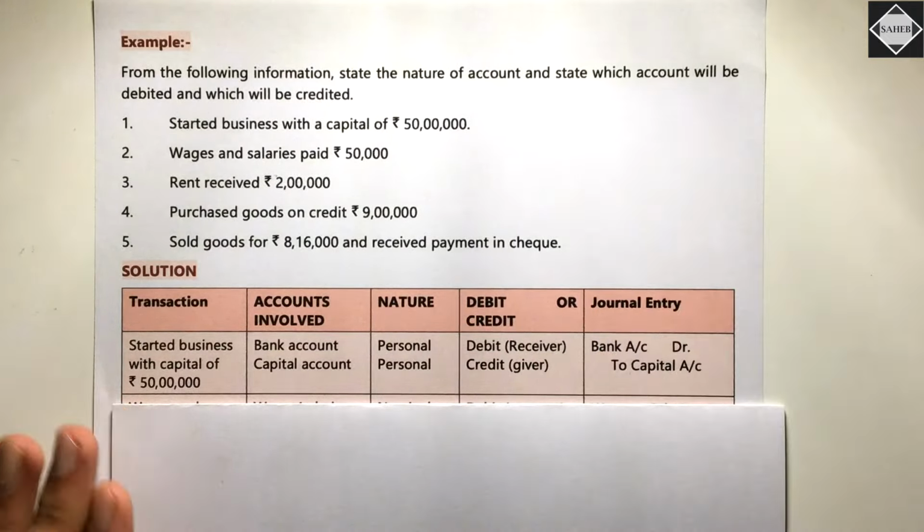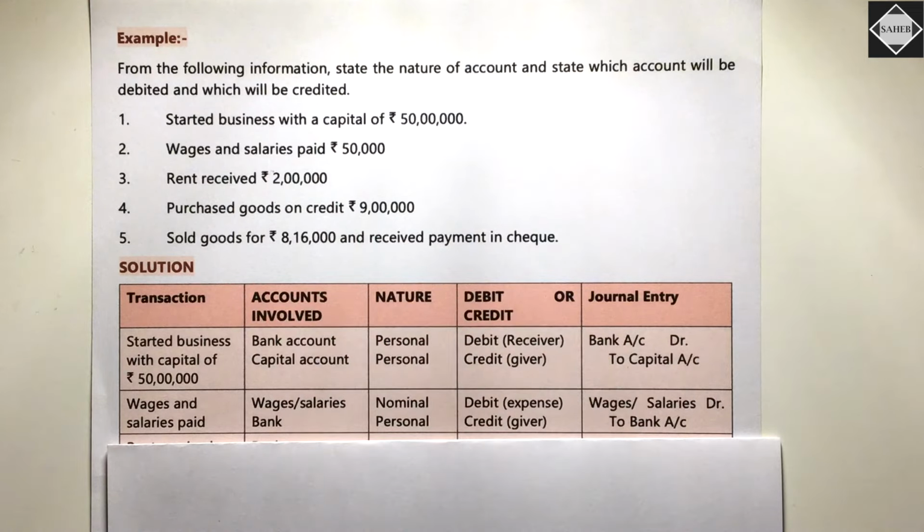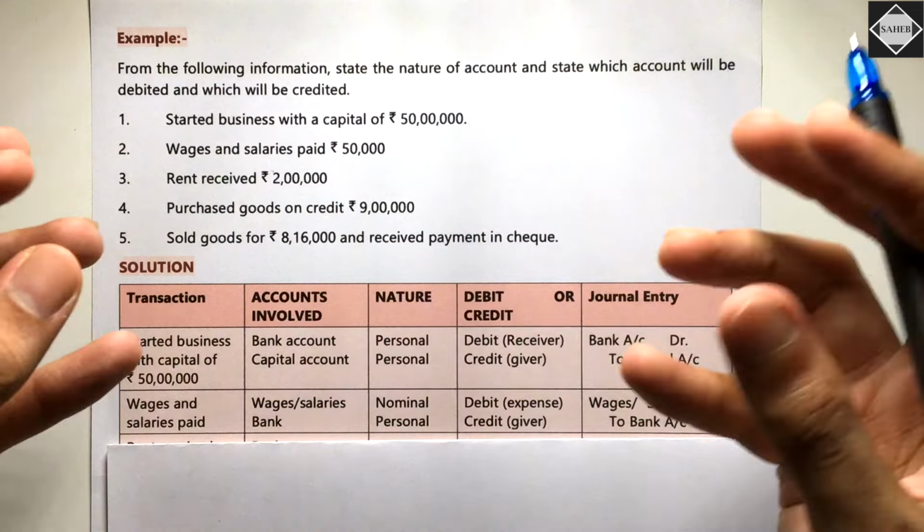Moving on. Second transaction, wages and salaries paid 50,000. Now in this transaction, what is happening? Wages and salaries have been paid. So you will take wages and salaries, and then bank. These two accounts are involved over here. If they would have given you two different amounts, then you could have understood one is wages, another one is salaries. But here they are saying wages and salaries, so it's the same thing only. So only one account is there over here, wages and salaries, and bank account.